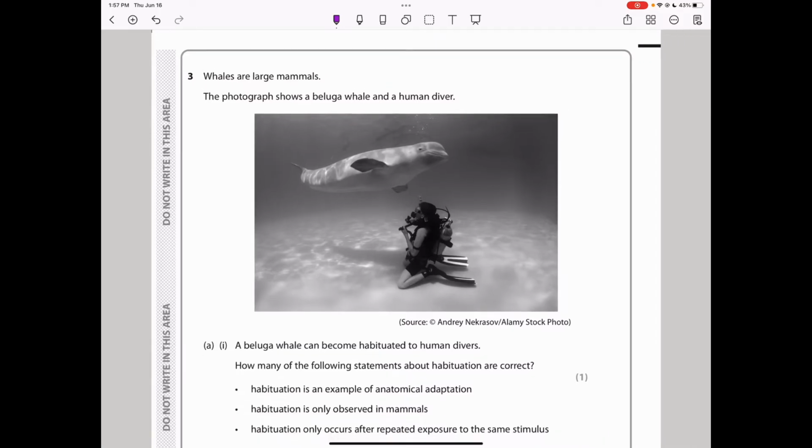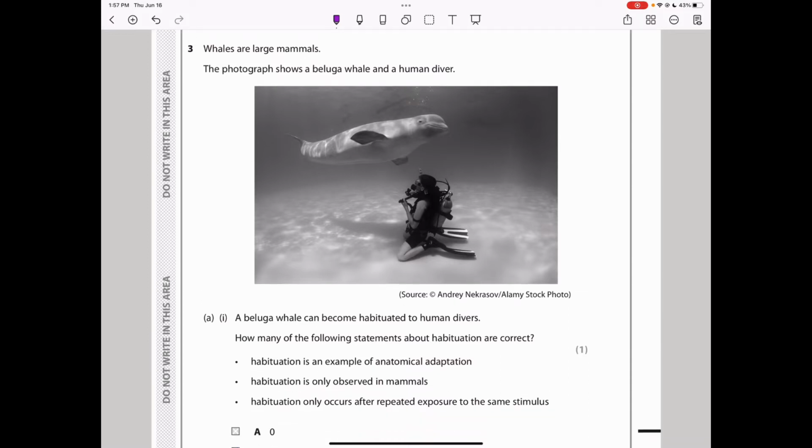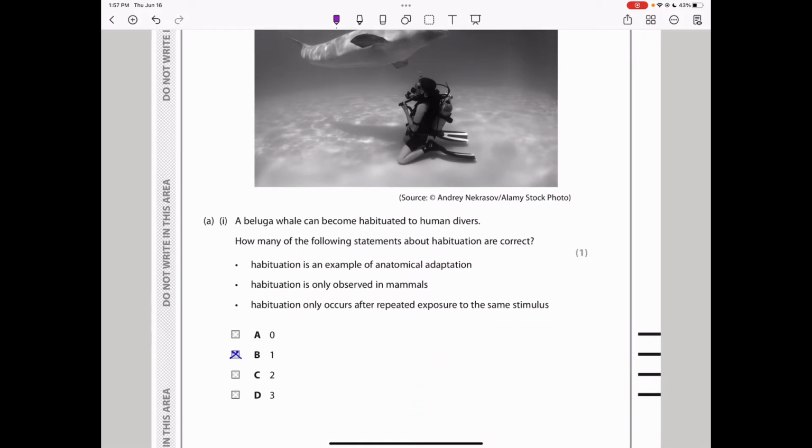Question 3 says whales are large mammals. The photograph shows a beluga whale and a human diver. So basically they say a beluga whale can become habituated to human divers. How many of the following statements about habituation are correct?